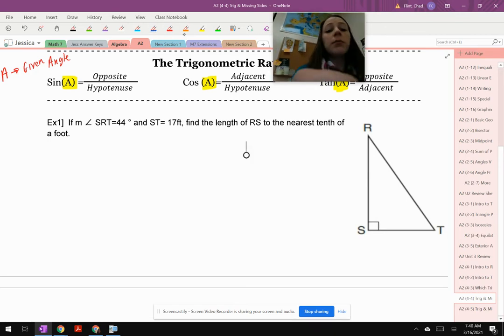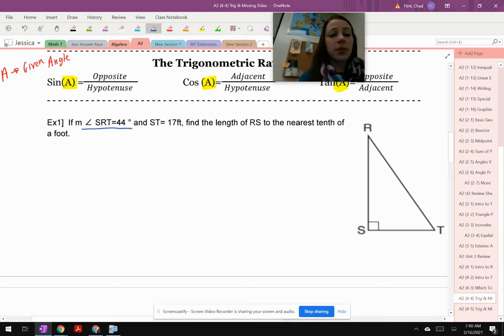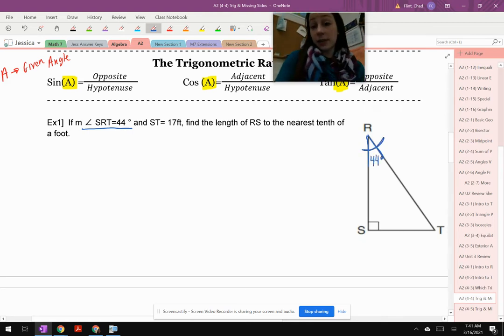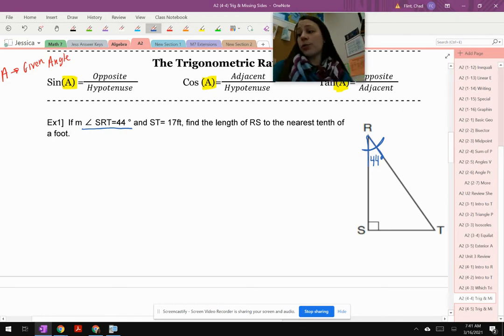So they're giving me the measure of angle SRT as 44. SRT is this angle right here. So this is 44 degrees. Remember, angles get labeled on the inside, sides on the outside.